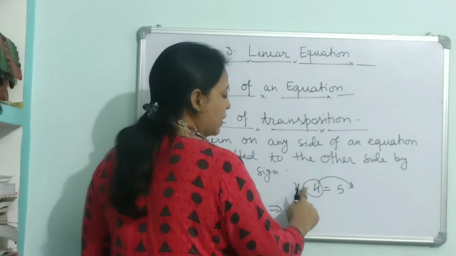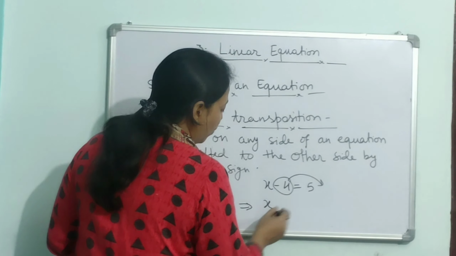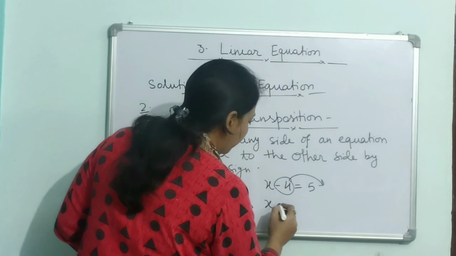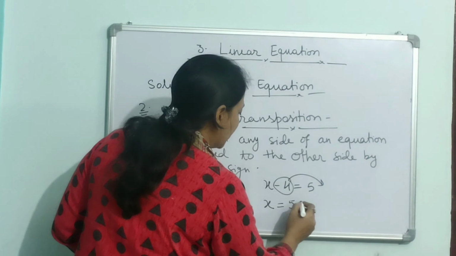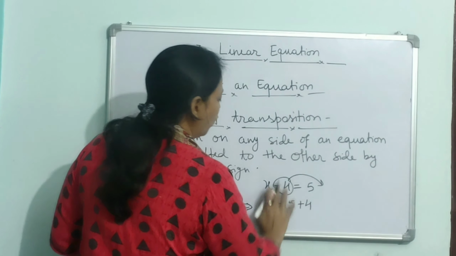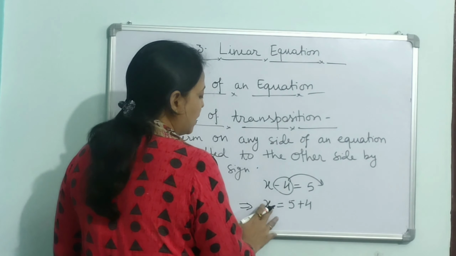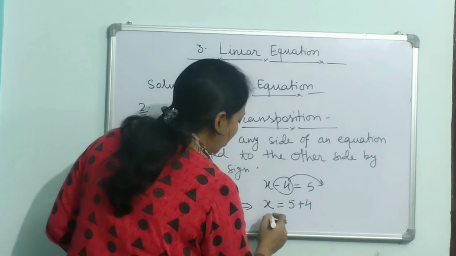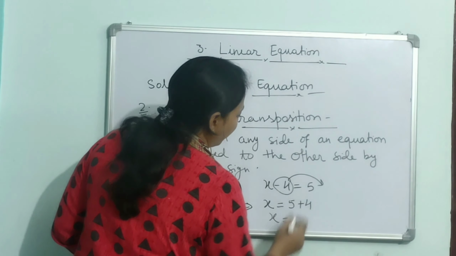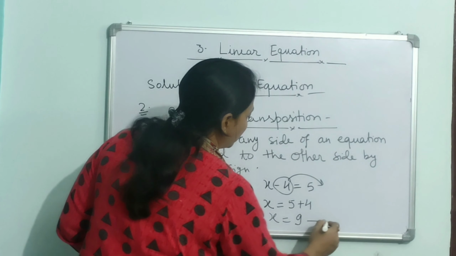And if it is plus, then it will become minus. So now you can write x is equal to 5 plus 4. This minus 4 will become plus 4. So x is equal to 5 plus 4, you know, 9. So this is your answer.